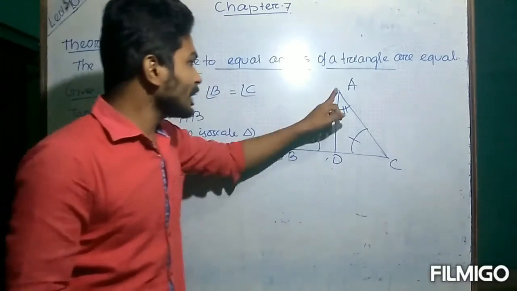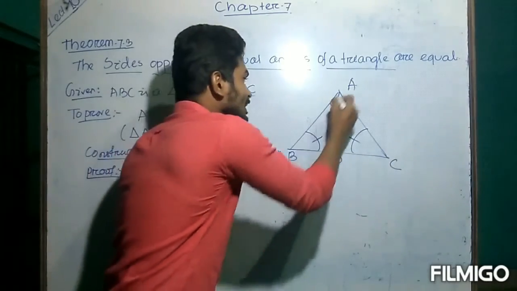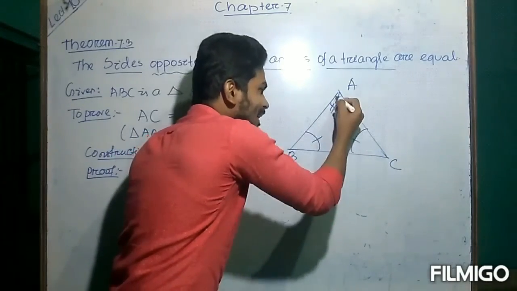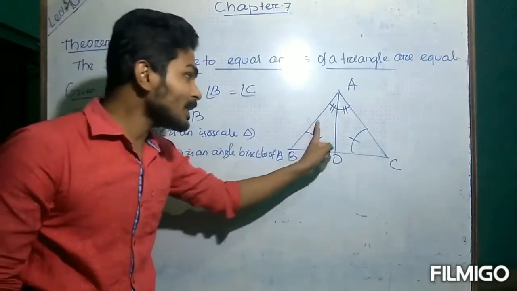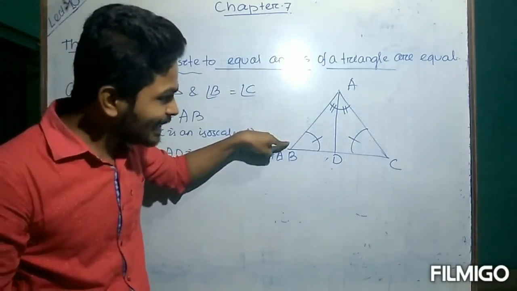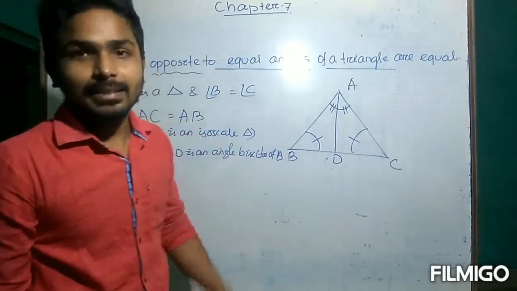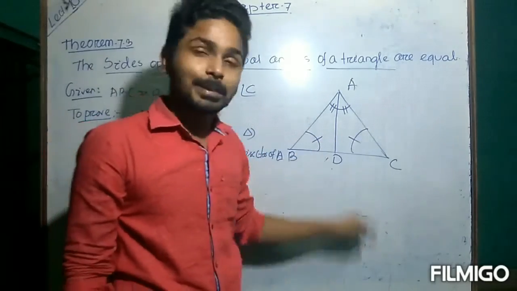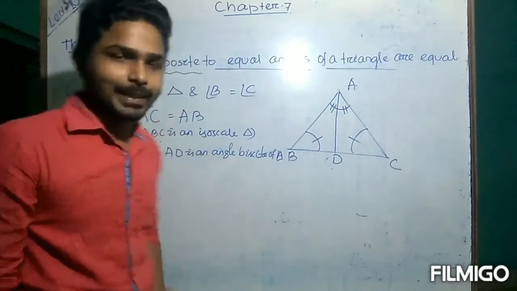So how can you prove that AB is equal to AC? If we can prove that this small triangle ABD is congruent to this small triangle ACD, if we can prove that these two triangles are congruent, then we can say this side is equal to this side of another triangle. This is the axiom number 7.2 CPCT. So ultimate goal is to prove that this triangle and this triangle are congruent.